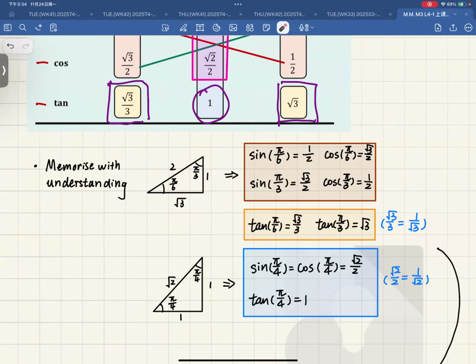over 2. There's another table that looks like that. It's the same, but it's different.